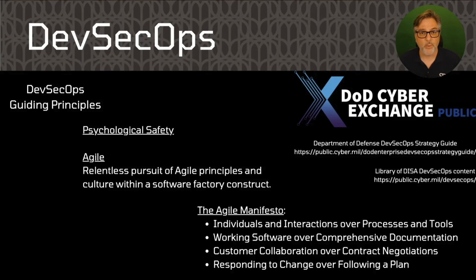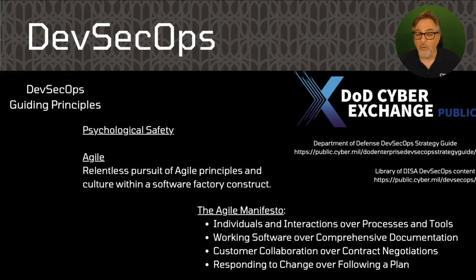Agile Manifesto. Number 1, individuals and interactions over processes and tools. I'm going to go through each of the 4, and then we'll go back and we'll drill in a little bit more deeply. Working software over comprehensive documentation. Customer collaboration over contract negotiations, and responding to change over following a plan.